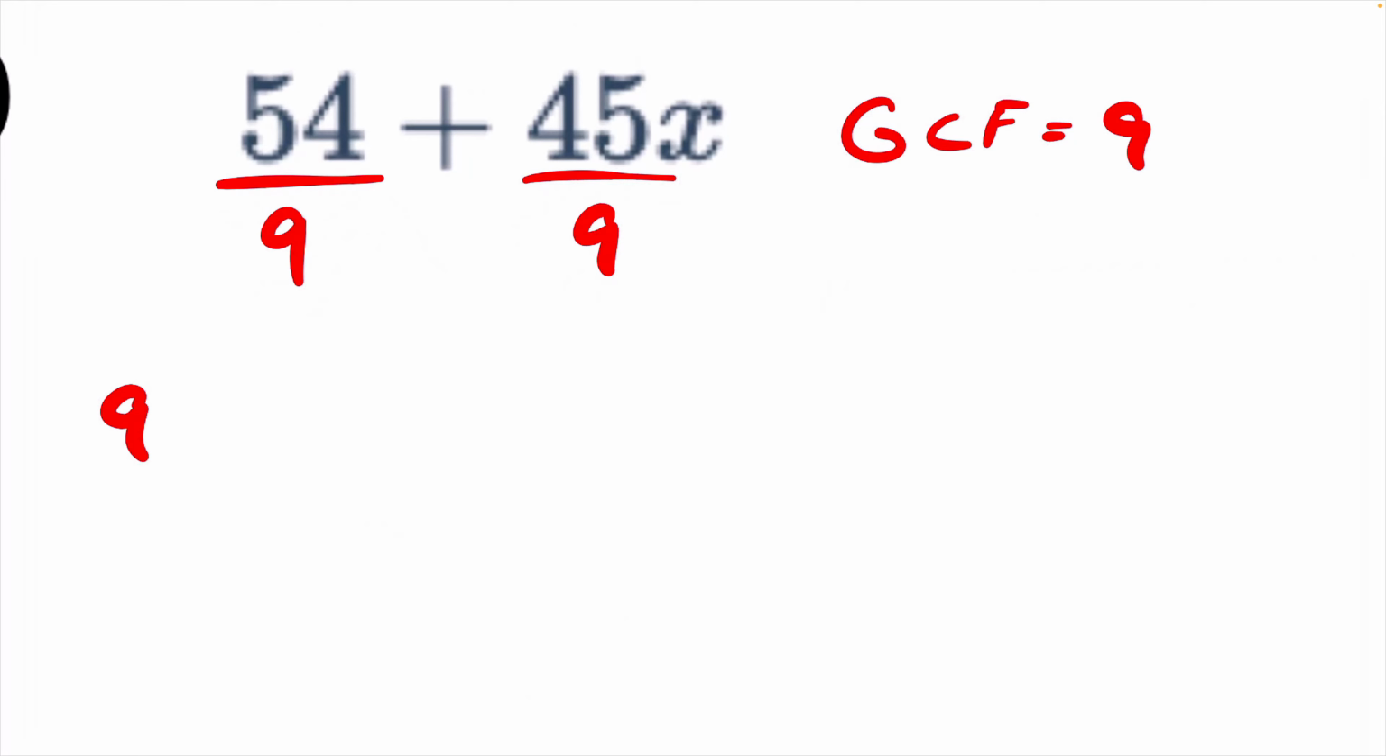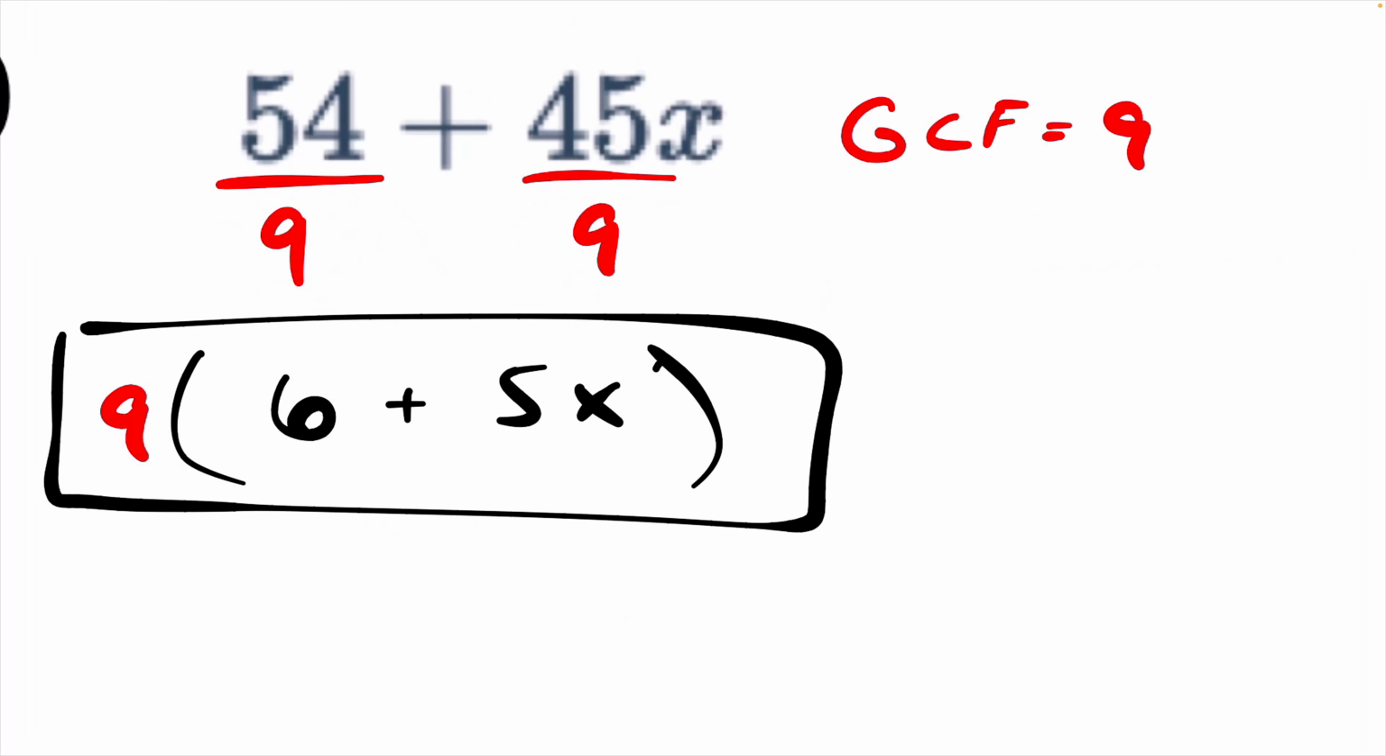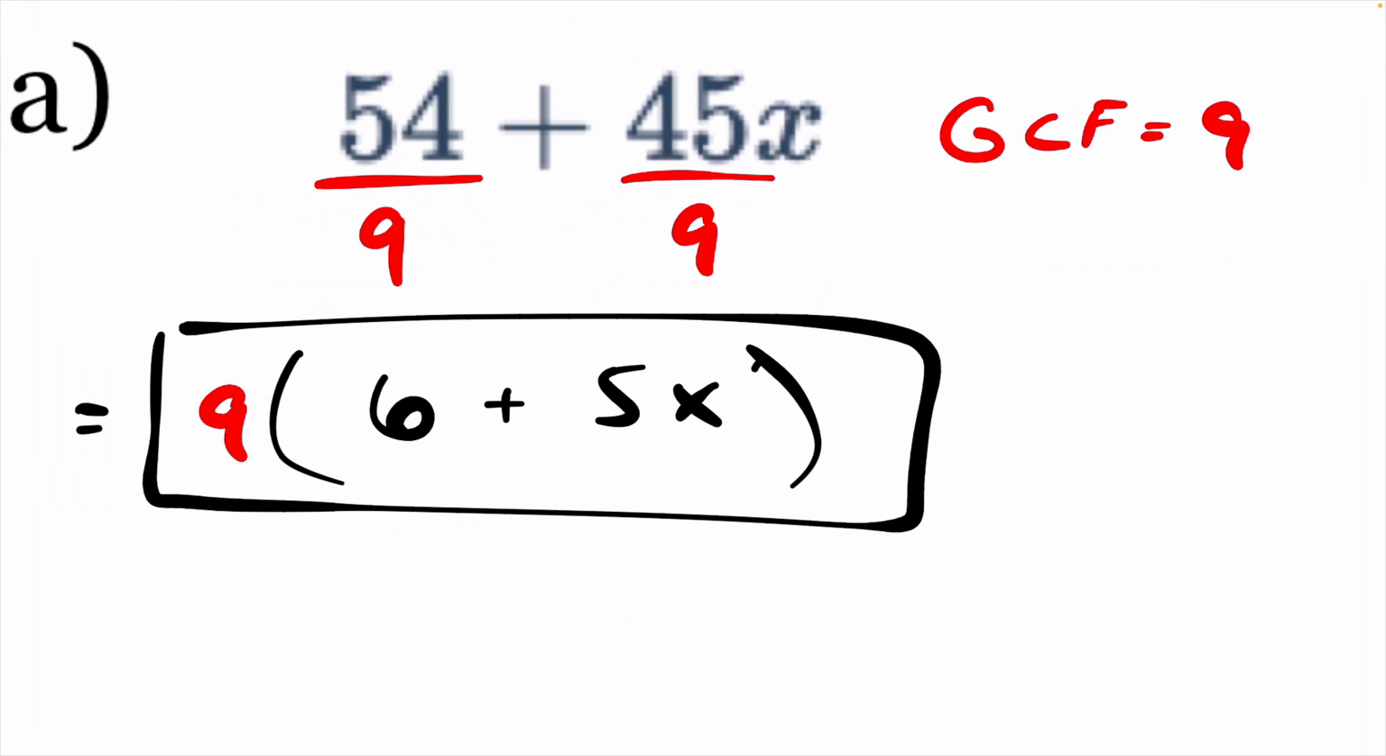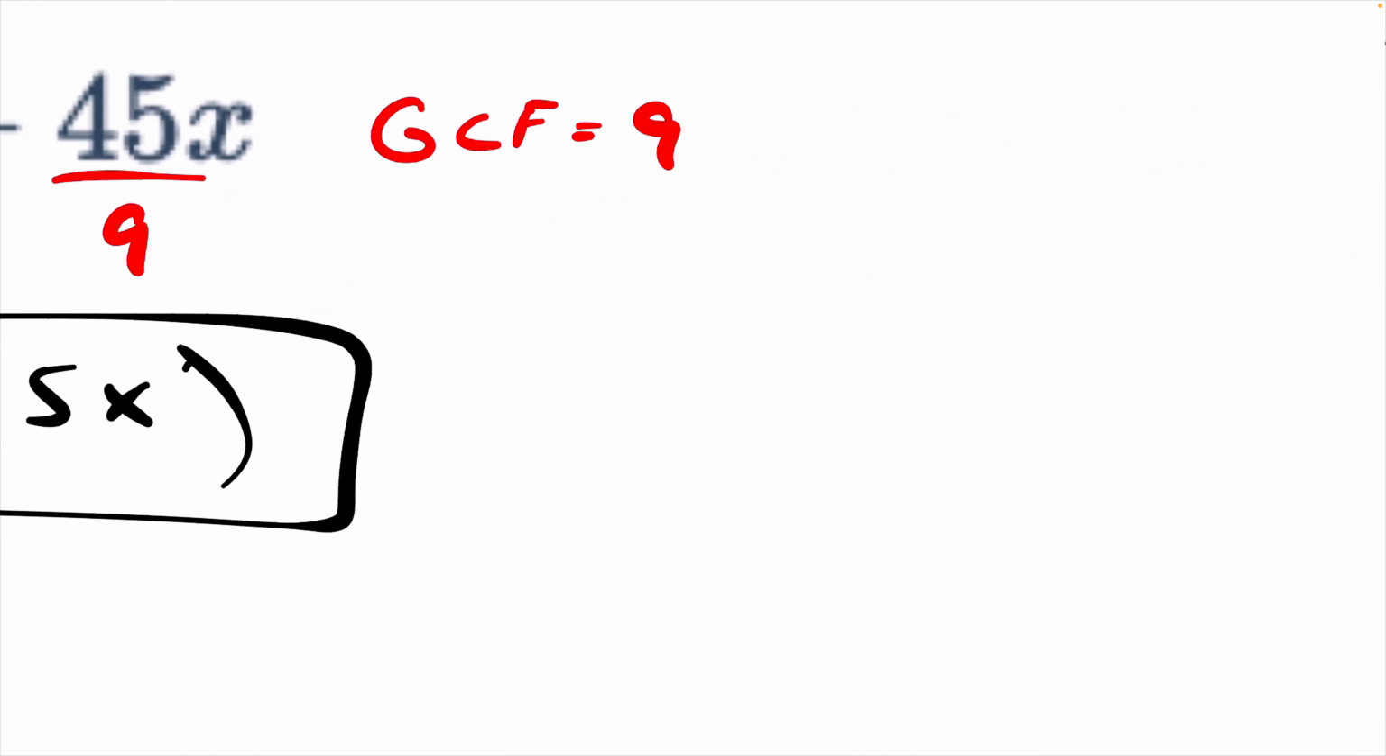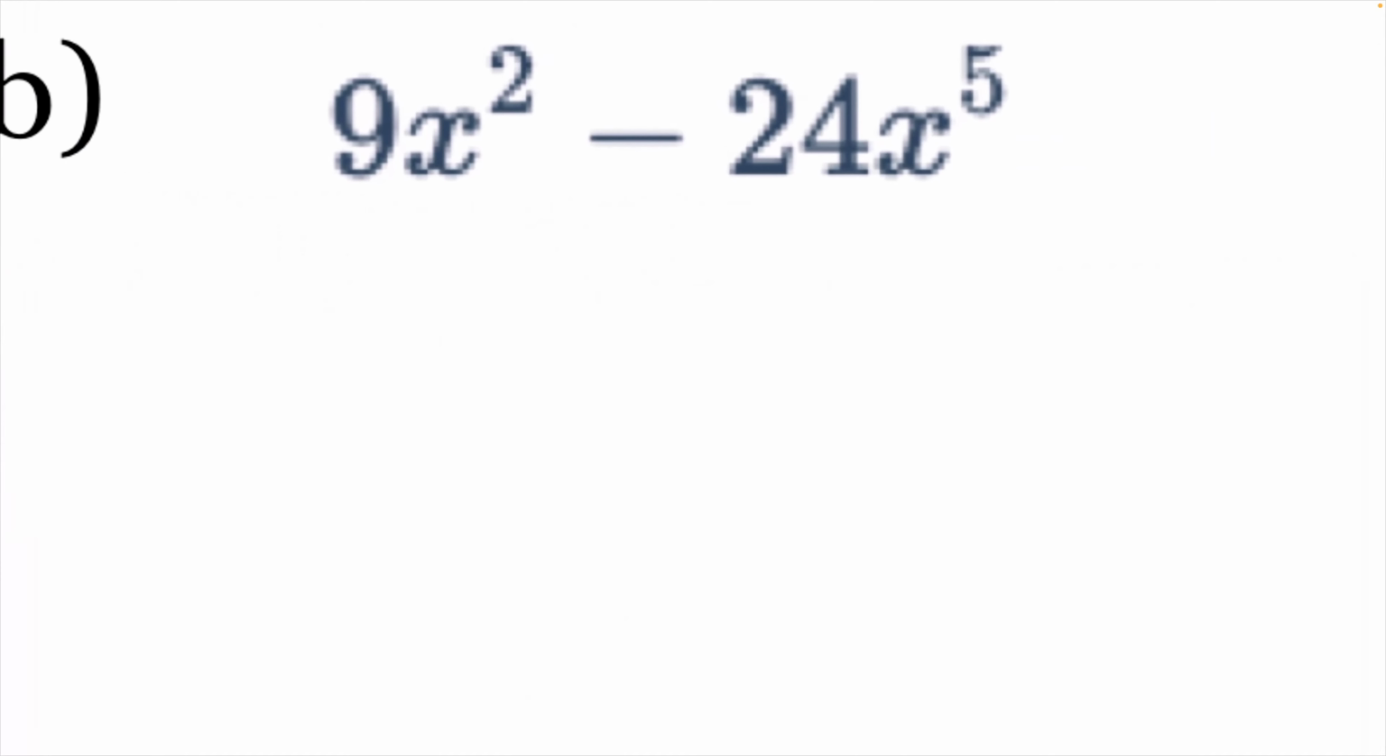GCF we always put in the front today. We're always going to put the GCFs in the front. And then we divide. Well, how many times does 9 go into 54? 6. How many times does 9 go into 45? 5. And then this one has an x, right? And then we're done. Okay? Those kind of things you guys have done before, but I just wanted a refresher so that when we see it today, it's not that big of a deal. So let's go to this guy.